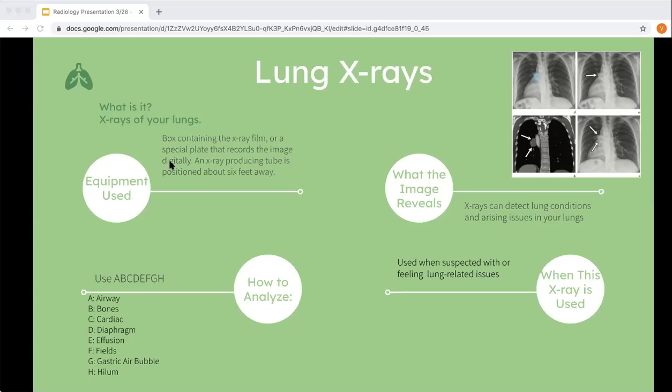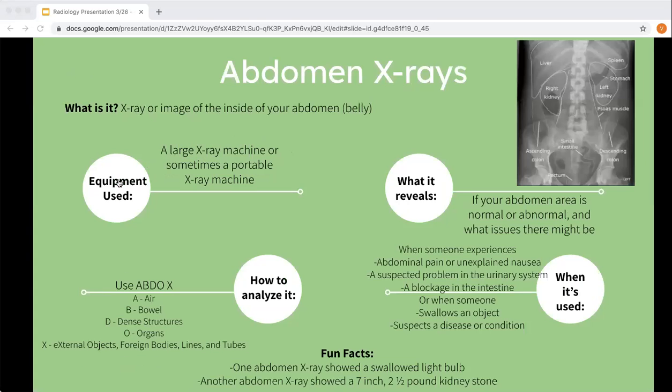Now let's hear about abdomen X-rays. Next, we'll talk about abdomen X-rays. Let's start with what are abdomen X-rays. Abdomen X-rays are basically what they sound like, an X-ray or image of the inside of the abdomen. The abdomen is also known as your belly area.